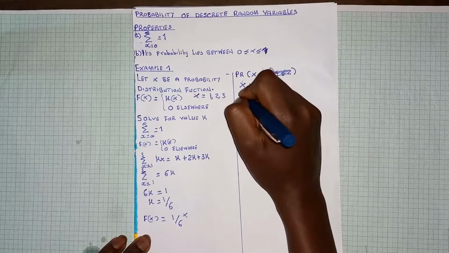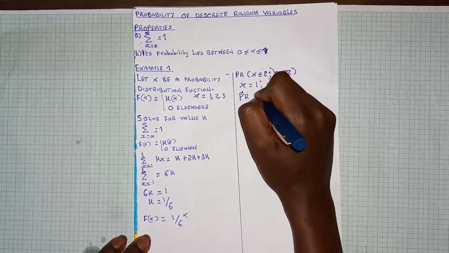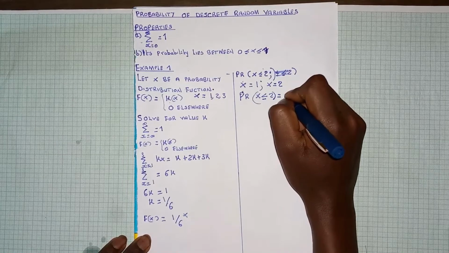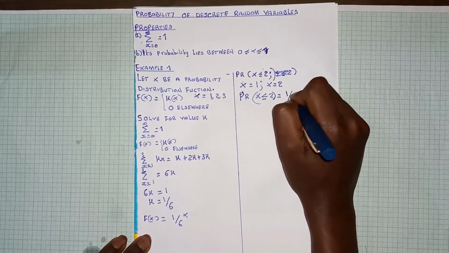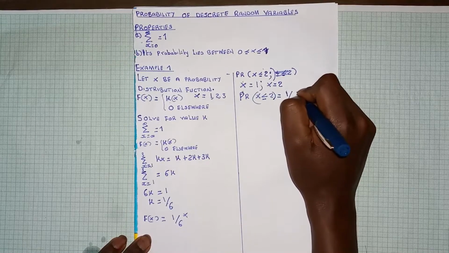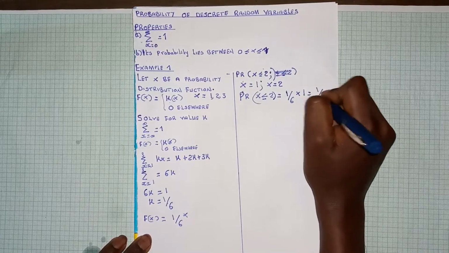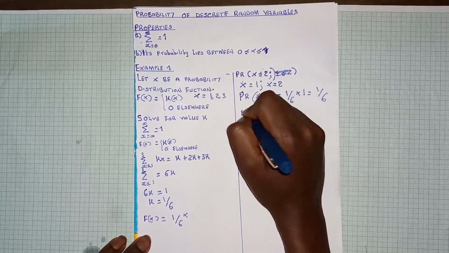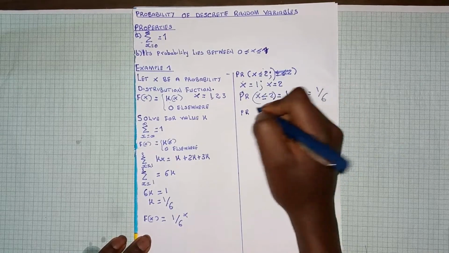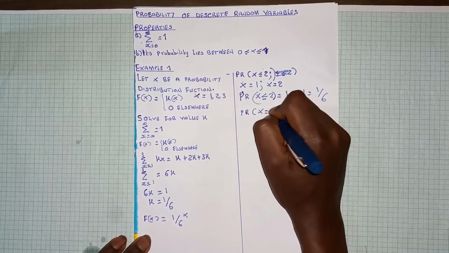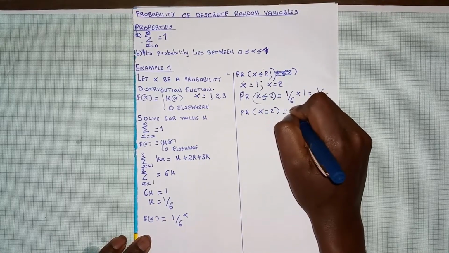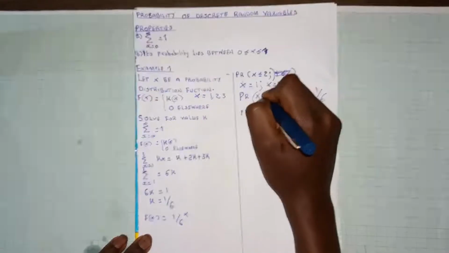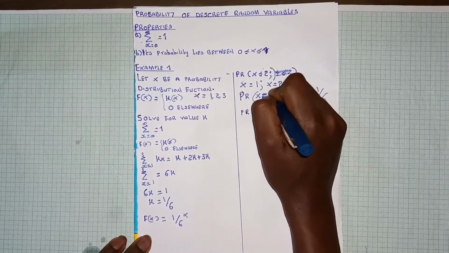So when we evaluate the probability that x is less than or equal to 2, we get that the probability that x equals 1 is 1 over 6 times 1, which is equal to 1 over 6, and also the probability that x is equal to 2 is equal to 1 over 6 times 2, which is equal to 2 over 6.